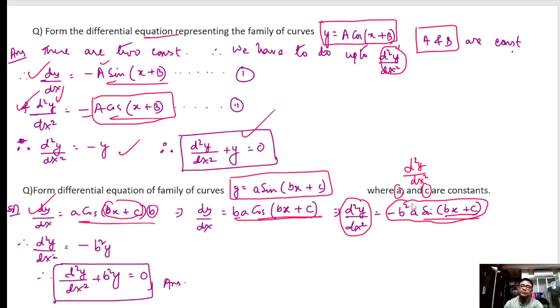And we can watch from here that this part is actually y, so putting the value of y, we are getting this term. So see, a and c were constants, which are not here, so this is our differential equation.